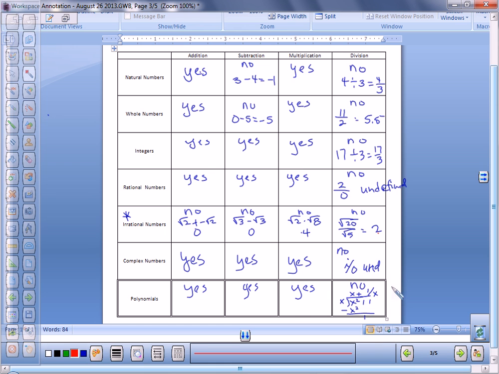Yes? If you multiply 2i times 0, wouldn't that become not closed? I mean, not closed? It's still closed because 0 is a complex number. Oh, right.